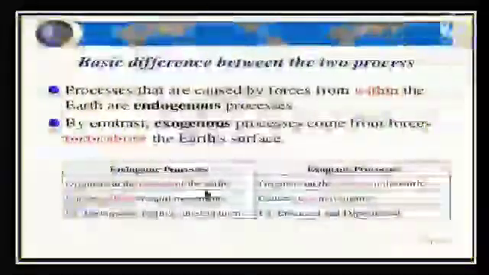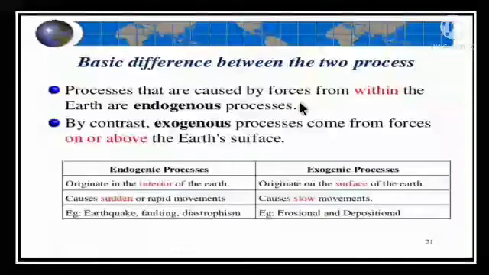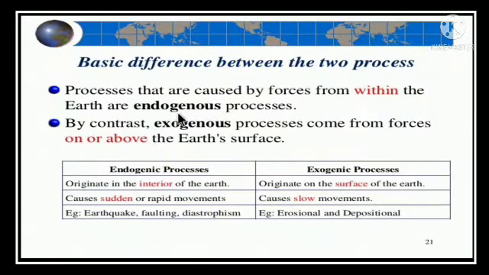First, let's see the difference between the two forces. Processes that are caused by forces from within the earth are called endogenic processes. By contrast, exogenic processes come from forces on or above the earth's surface. So, endo means the interior of the earth. Exo means outside the earth or on the surface of the earth.